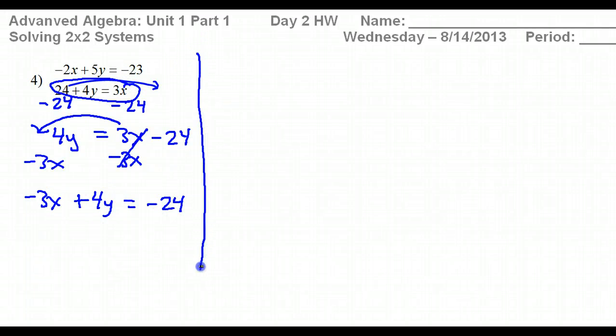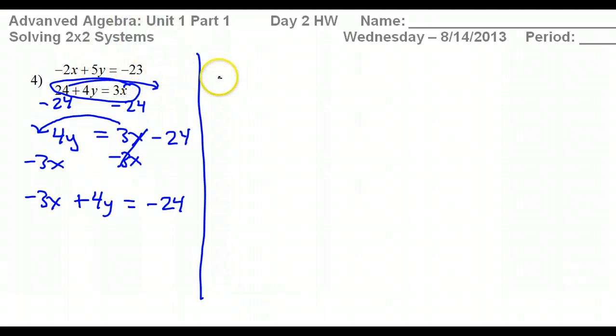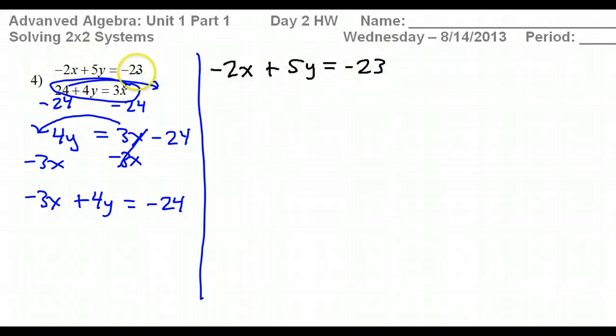Now, I'm going to sort of start over clean. Okay, so basically what we have is the top equation, I didn't change it at all. So it's negative 2x plus 5y is equal to negative 23. All right, that's just what you see. And now we've rewritten the bottom equation so that we have negative 3x plus 4y is equal to negative 24. So this is what we really are going to work with.